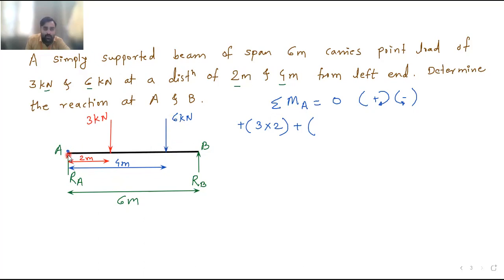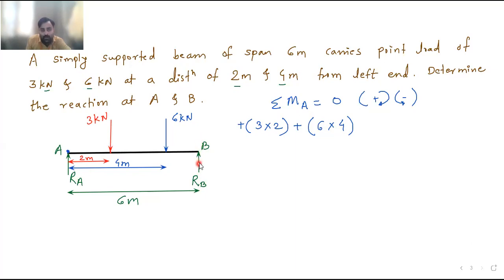Now 6 kilonewton is the force. And what is the distance from point A? Because we have taken moment at point A, we need to calculate the distances of all the forces from point A. So from point A, the 6 kilonewton force is at a distance of 4 meter. So its moment will be 6 into 4. Then, now this RB. What is the distance of RB from point A? It is 6 meter.